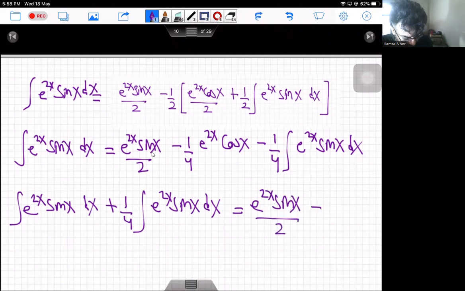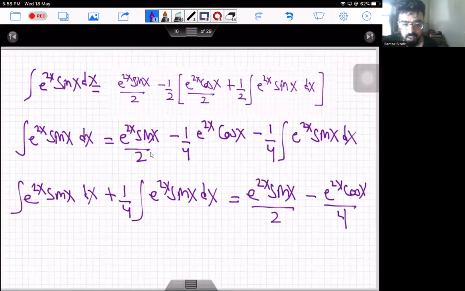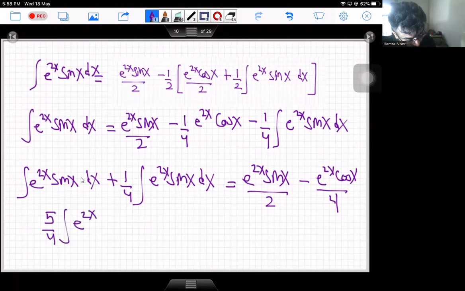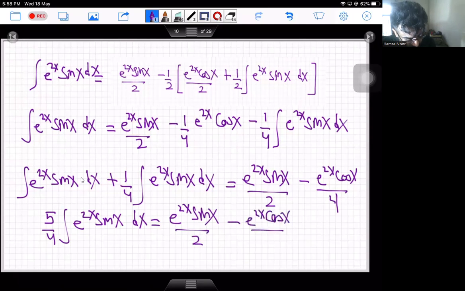So I can write it like this: minus e raised to the power 2x multiplied by cos x over 4. Now, when these two indefinite integrals are added, so 1 plus 1 over 4, this is 5 over 4. So 5 over 4 multiplied by the integration of e raised to the power 2x multiplied by sine x with respect to x is exactly equal to e raised to the power 2x multiplied by sine x over 2 minus e raised to the power 2x multiplied by cos x over 4.